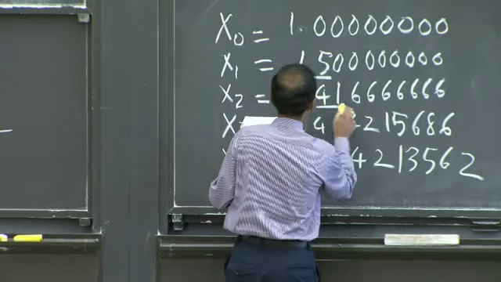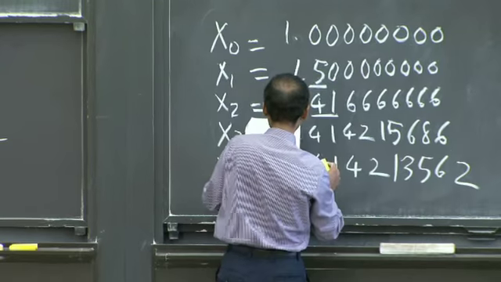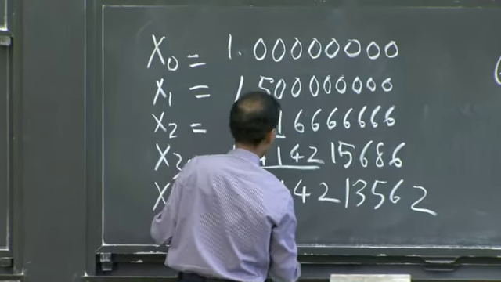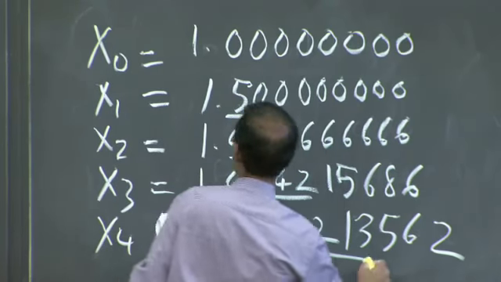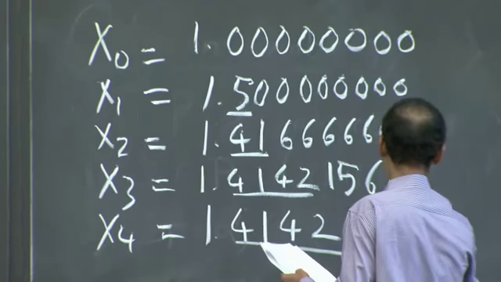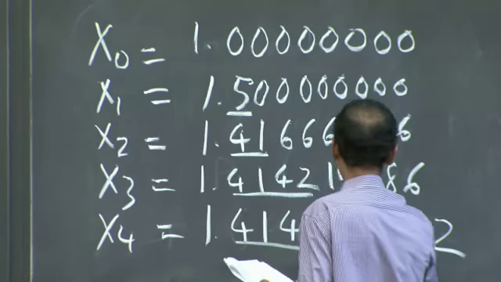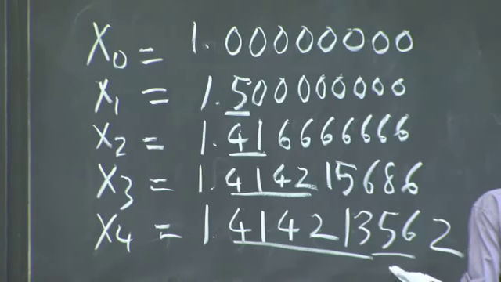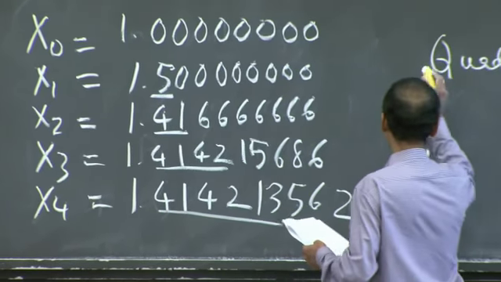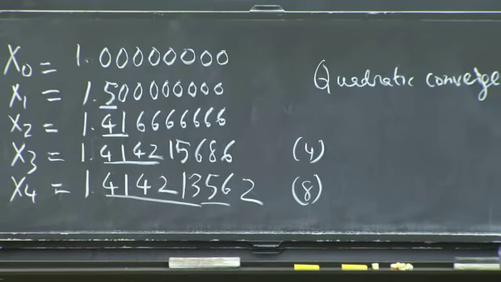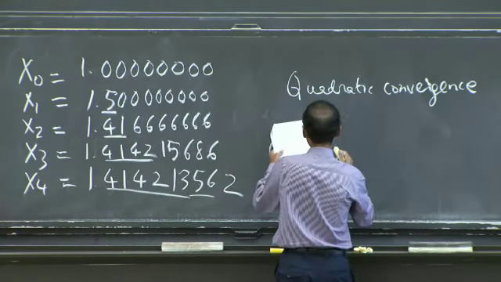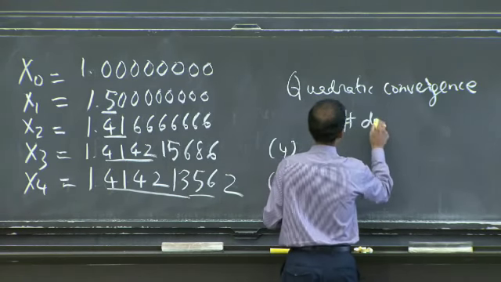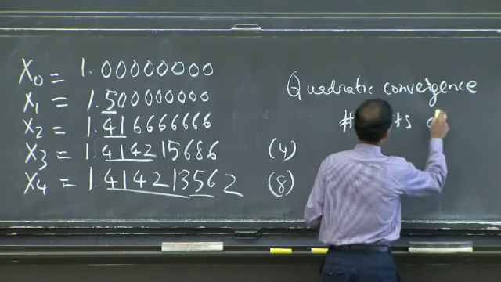And then now you're talking about 4142, 4142, 13, and 56. So that's 1, 2, 3, 4, 5, 6, 7, 8. So that's 8 digits of precision here, 4 here, and so on and so forth. So that's nice. That's why Newton's method is actually used in practice, because the number of digits doubles.